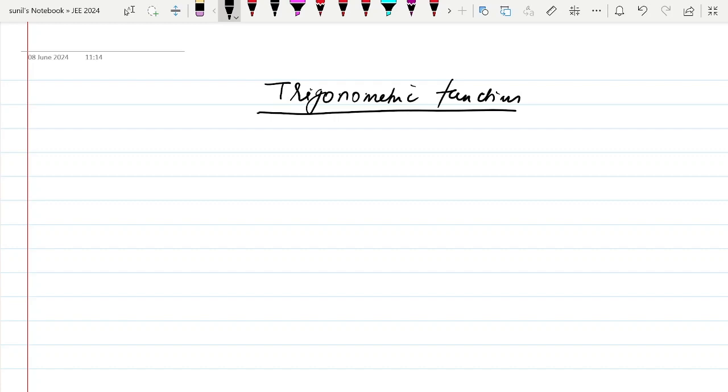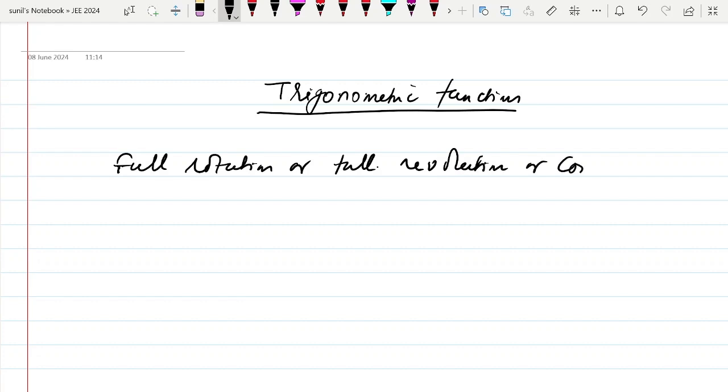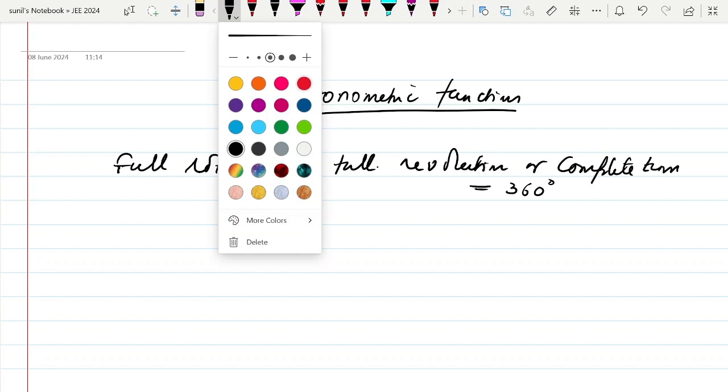So, how do we measure the angle in trigonometry? Now, we know that one full rotation, or full revolution, or complete turn, is equal to 360 degrees. That we have studied already in our junior classes.